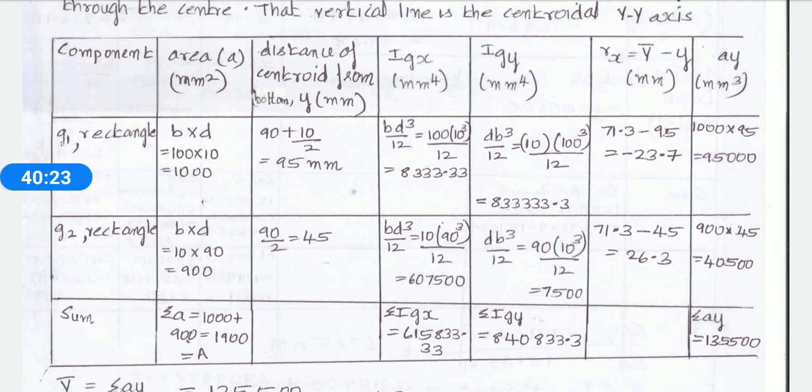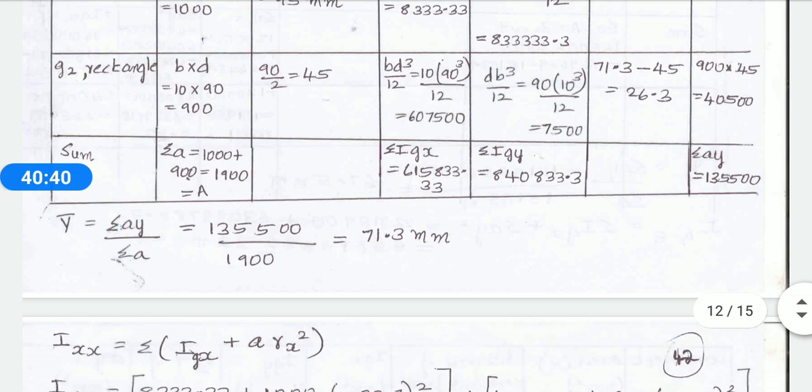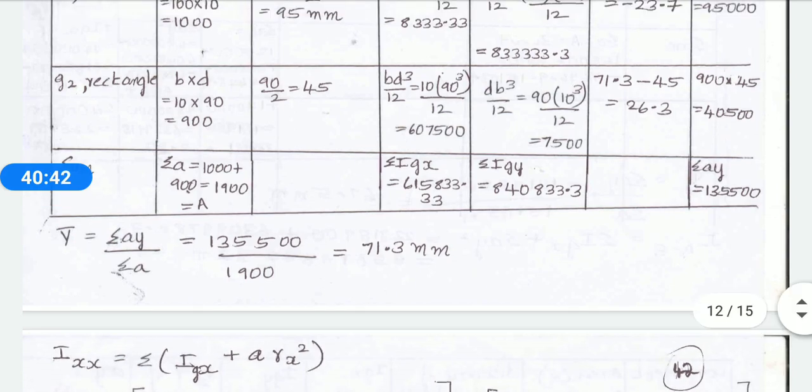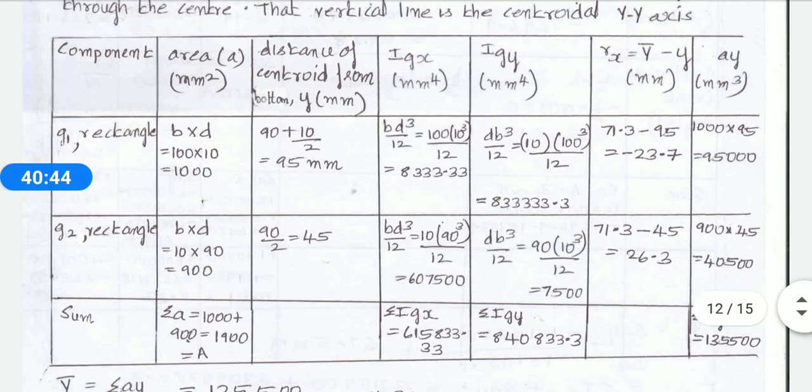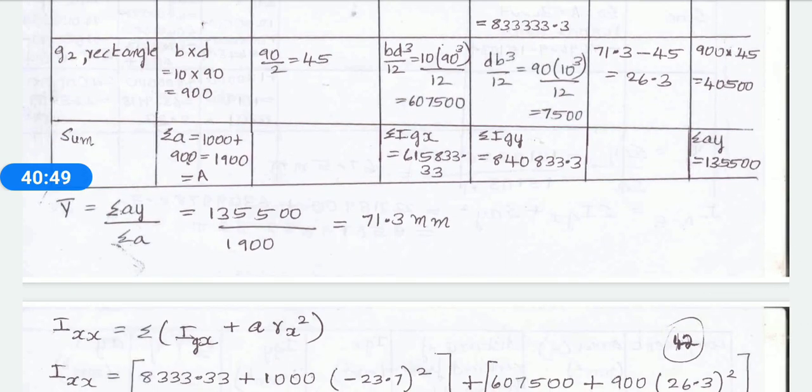Area we know how to find, y also we know how to find. I of Gx is equal to bd cube divided by 12, and I of Gy means it is the opposite, db cube divided by 12. R of x is equal to y bar minus y. How will you calculate your y bar? Y bar is equal to summation of Ay divided by summation of A. After calculating your Ay, you need to substitute this and find out your y bar first, that is 71.3 mm.